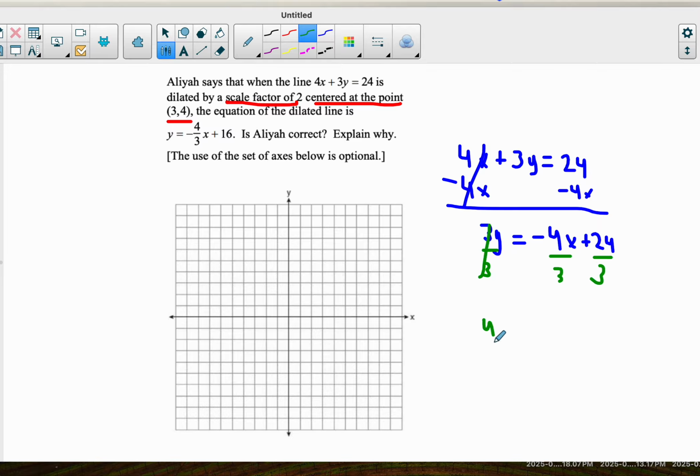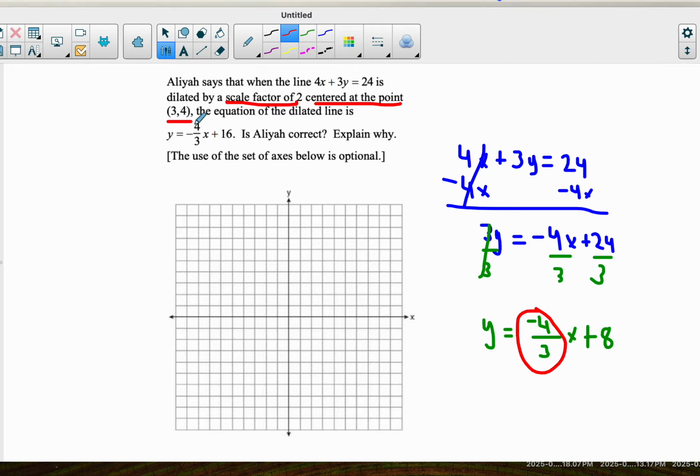So we have y equals negative 4 over 3x. That doesn't divide nicely, so you can just leave it as a fraction. 24 divided by 3 is 8, plus 8. So this is the equation of the original line in y equals mx plus b format. And now we can see that the slope of the original line is negative 4 over 3.